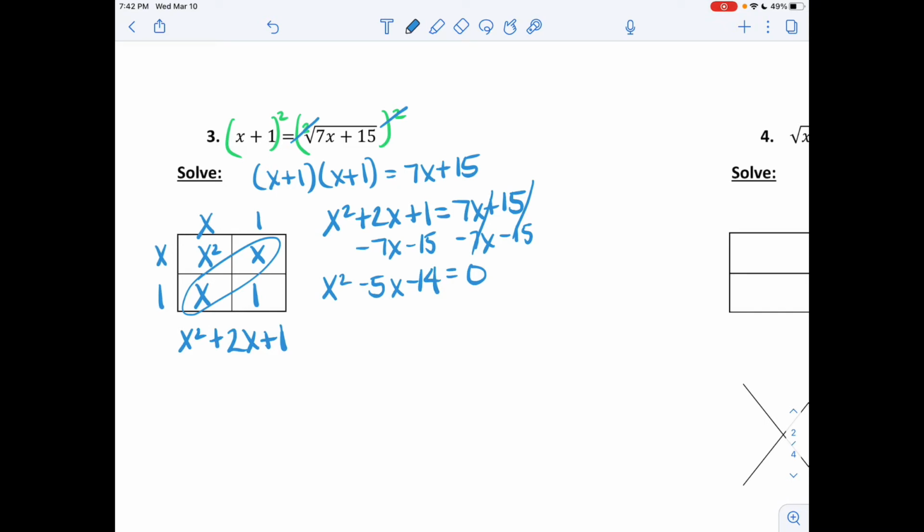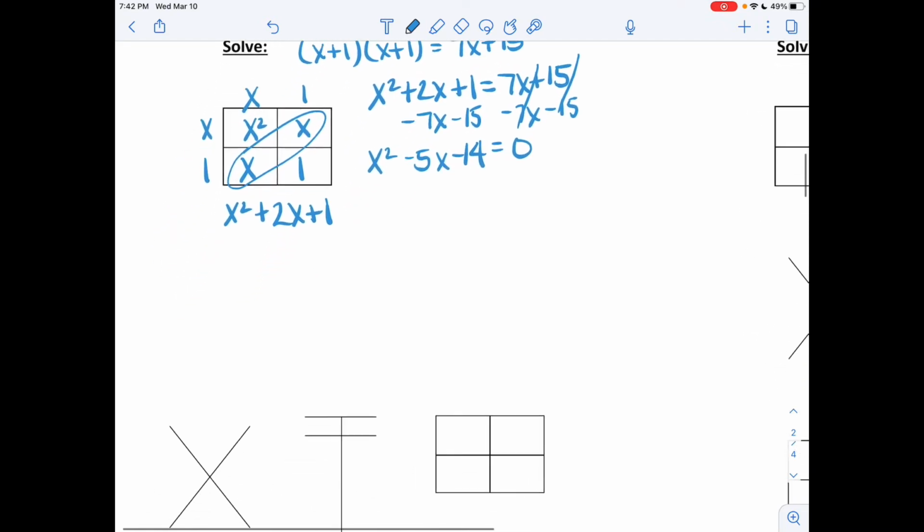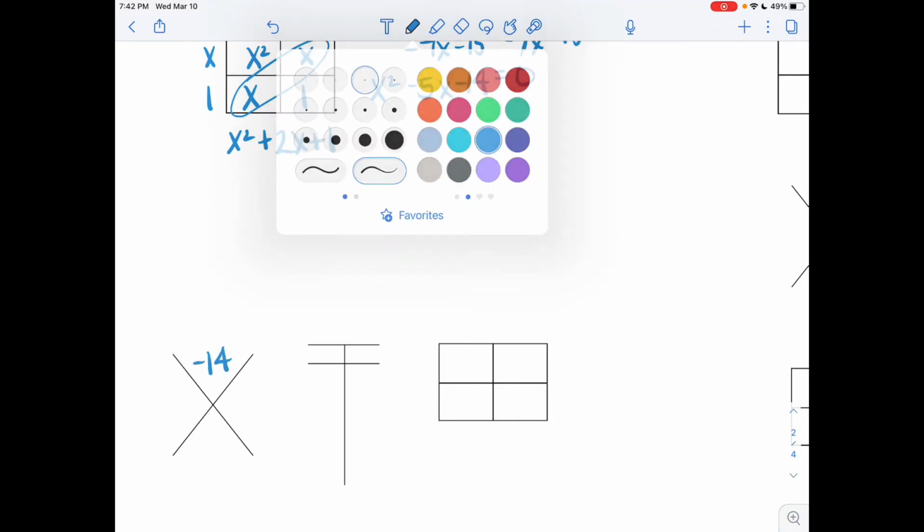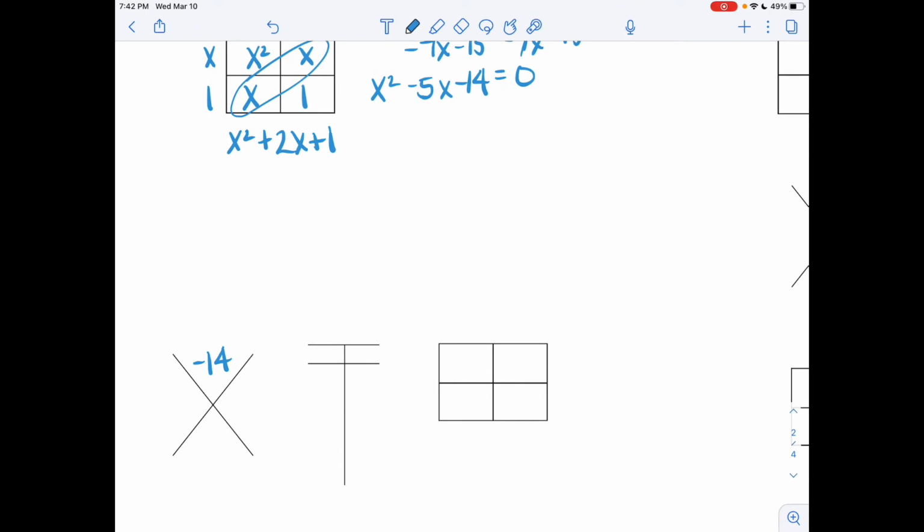And now we can use our X box method to continue solving. So let's come down here, and remember that the top of our box is going to be our a times c coefficients. Well, the coefficient in front of x squared is just a 1, and then times negative 14 will give me negative 14. Remember, this is a times c. Then the bottom of my x needs to be the b term, that middle term, which is negative 5. So I am looking for factors of negative 14 that add to negative 5.